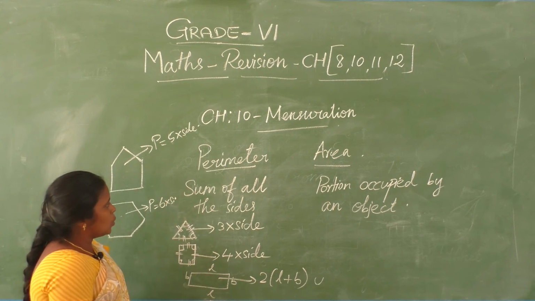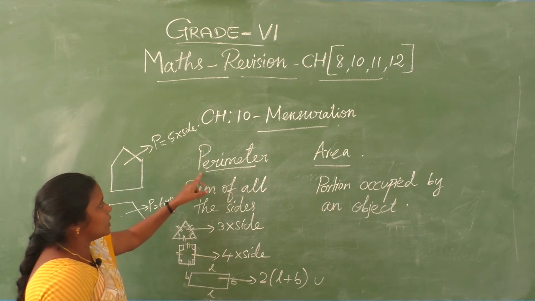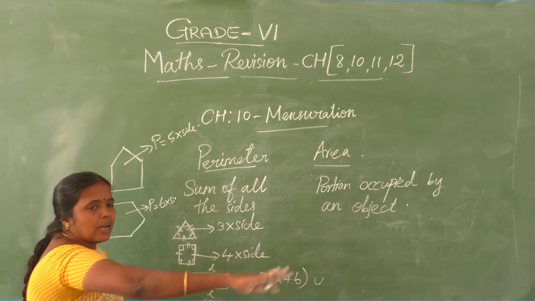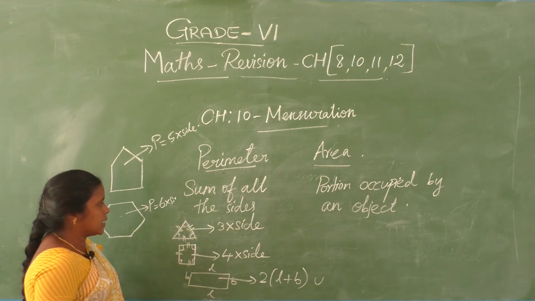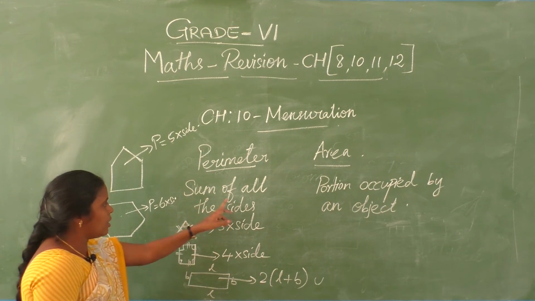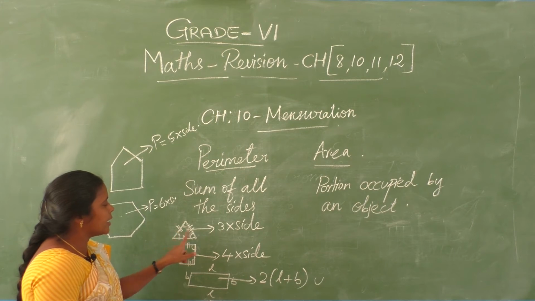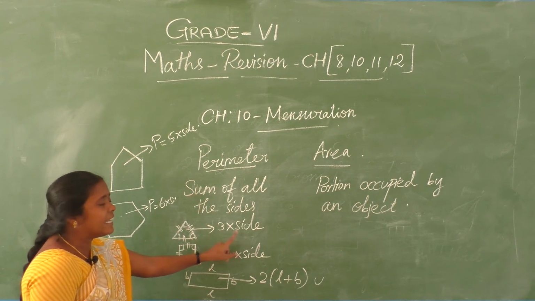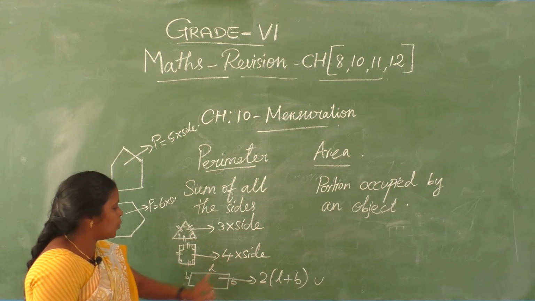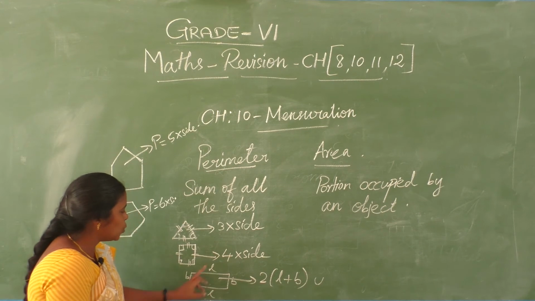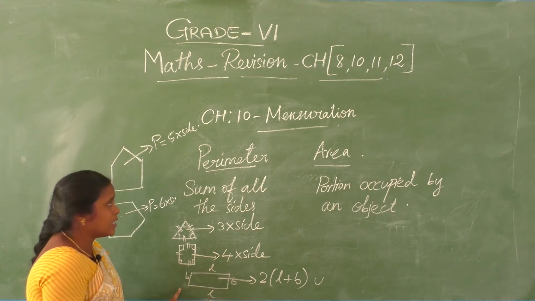Understood? So just now I recalled what perimeter is. Perimeter means the sum of all the sides, nothing but the boundary length of the object. A triangle means, in general, the sum of all the sides. For an equilateral triangle, the perimeter is 3 into side. Square means 4 into side. Rectangle means 2 into (L plus B) units, 2 lengths, 2 breadths. Understood?